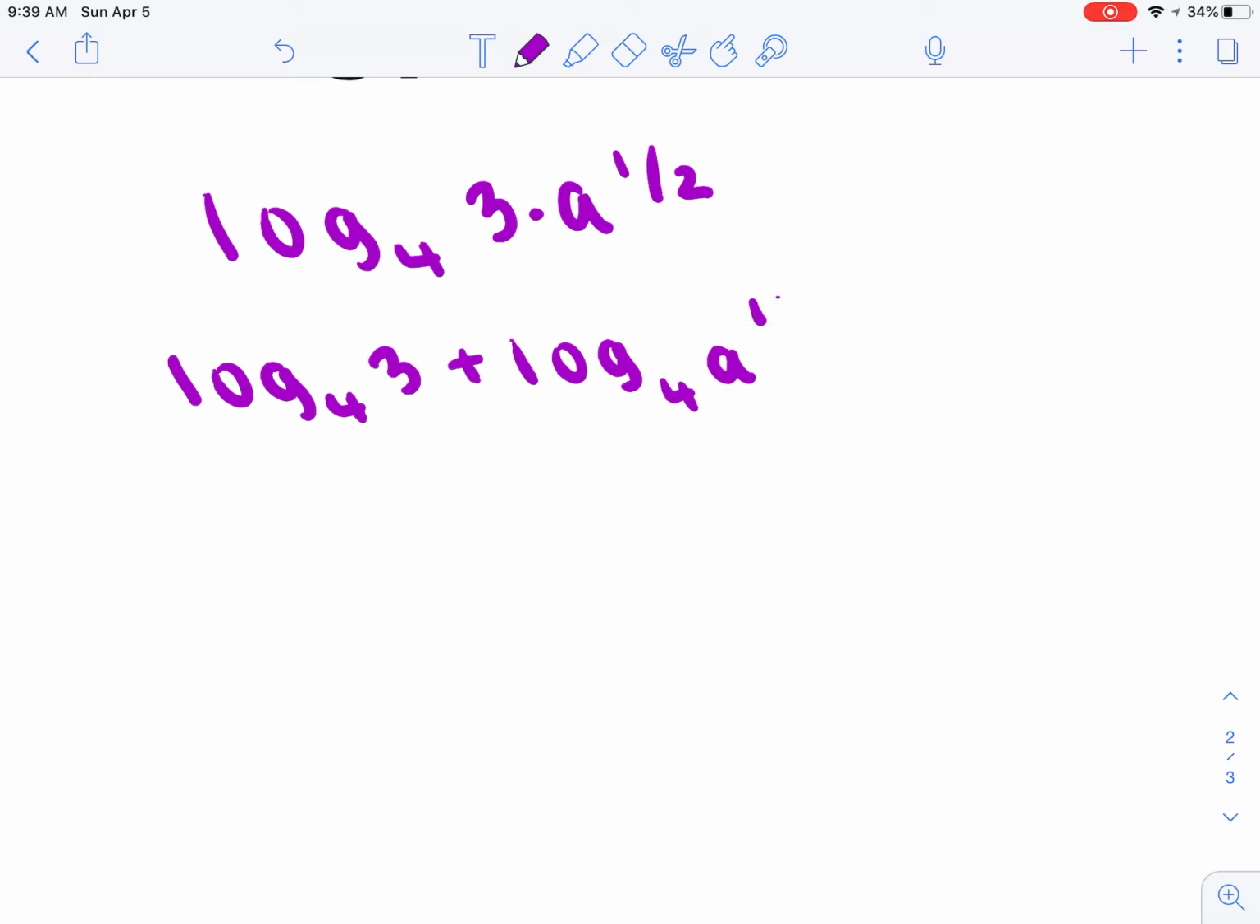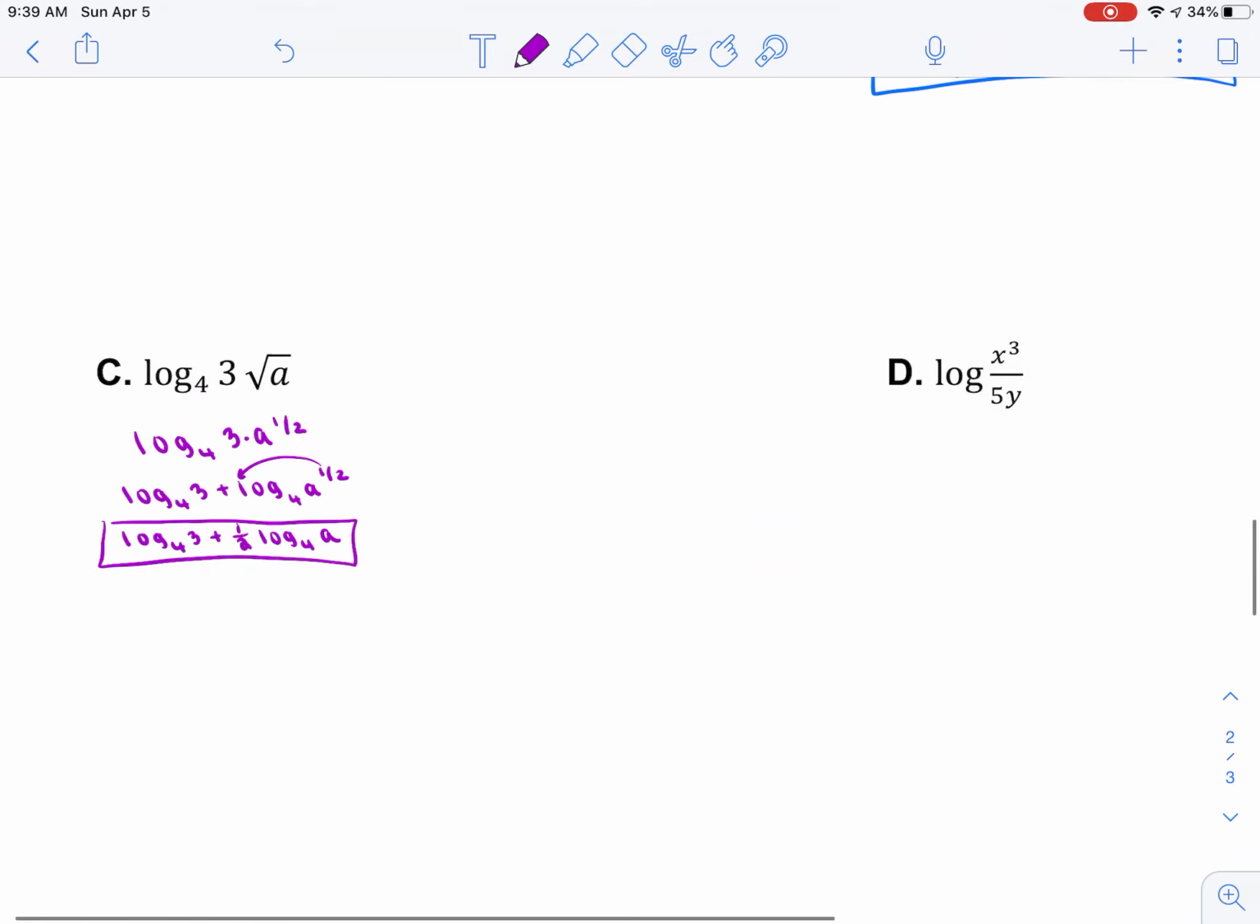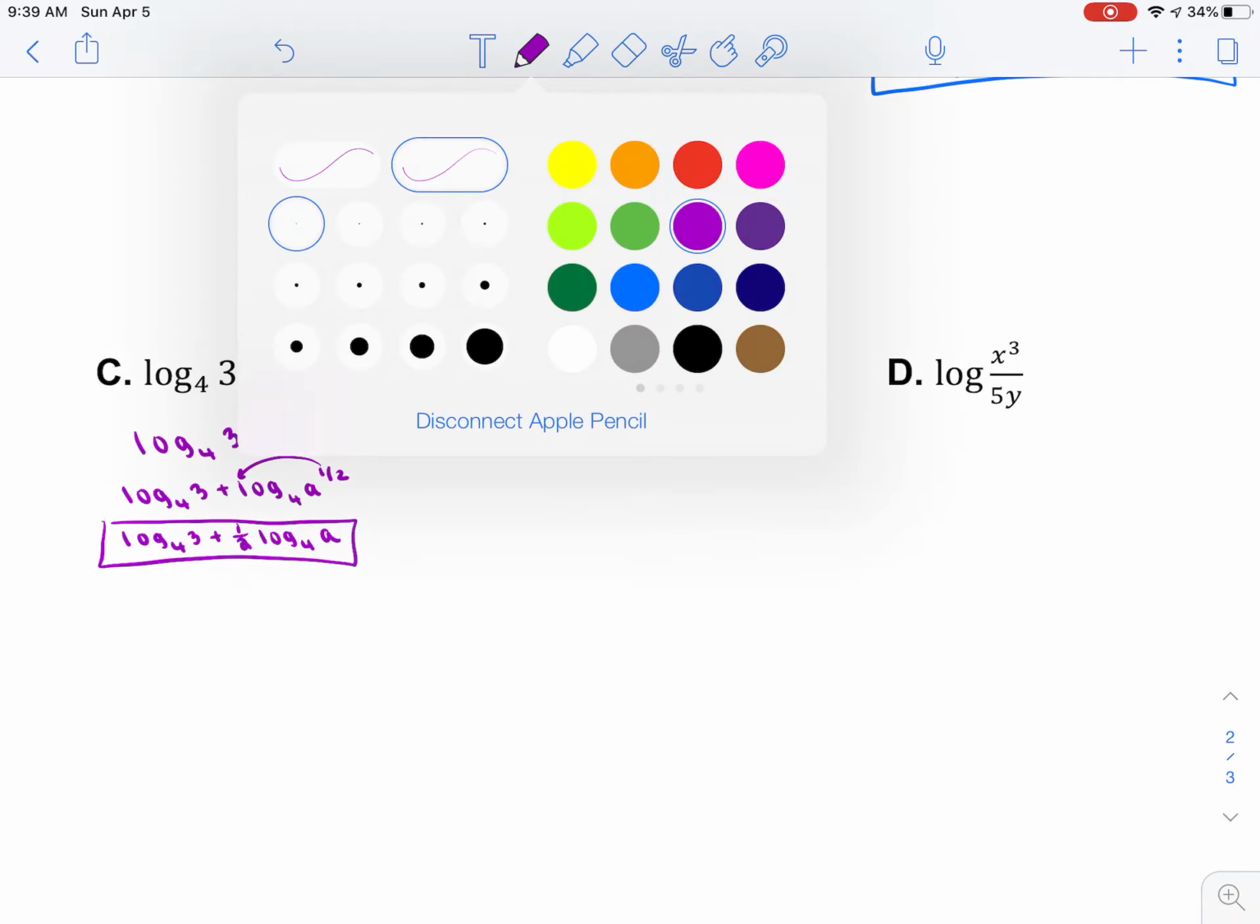Okay, that 1/2 only applies to the A. Then I can move that 1/2 to the front of only the second log. And that is my final answer.